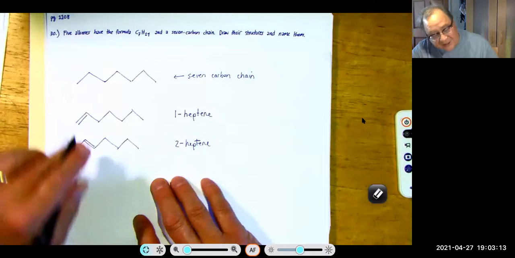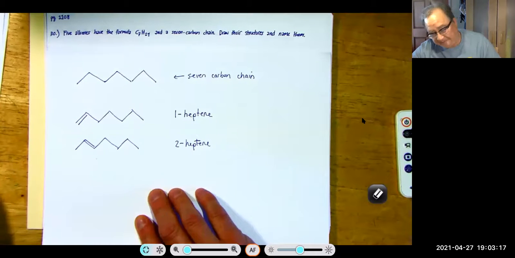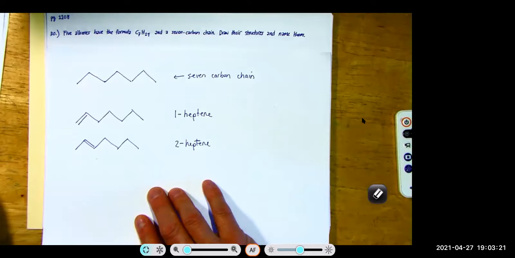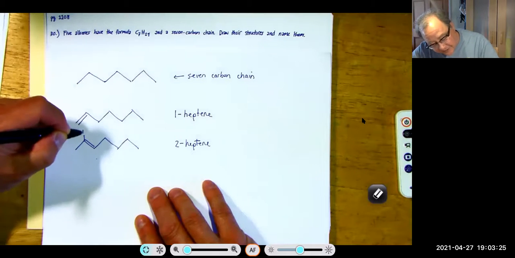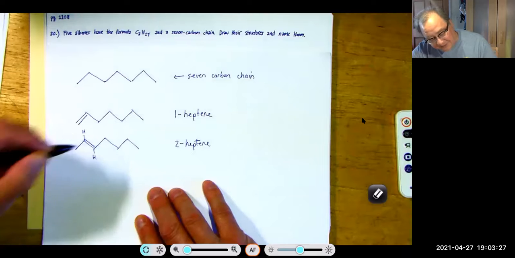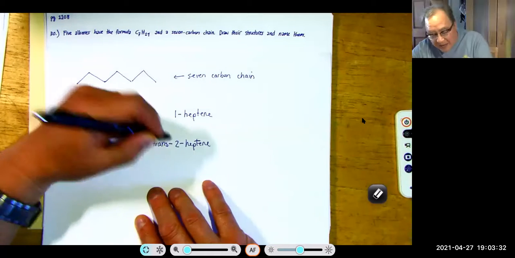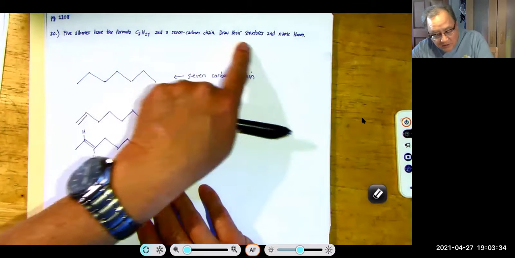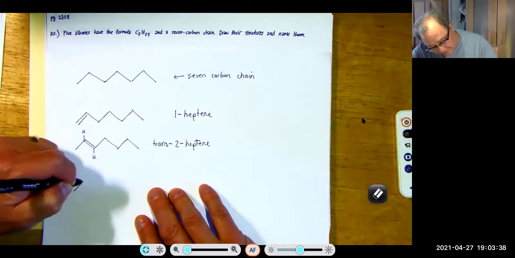But this one has a cis and a trans. Which one is this, cis or trans? Cis? It's actually trans because if I put the hydrogen here and the hydrogen here, they're opposite. Okay. So I'm now supposed to draw 5 of these guys. So here's my next one I'm going to draw.